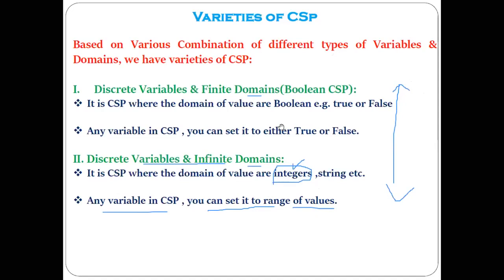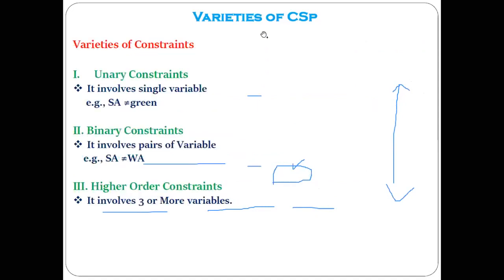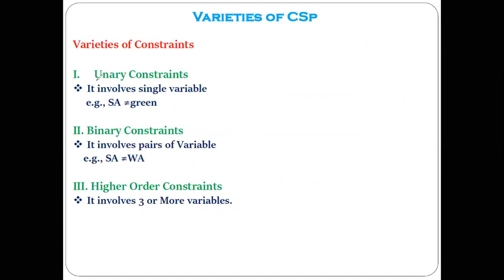Okay. Next, we have the types of the constraint. Here, the first type is the unary constraint. Unary in the sense, what do you mean by unary? Unary, single. So when there is involvement of a single variable only, then that comes under which constraint?